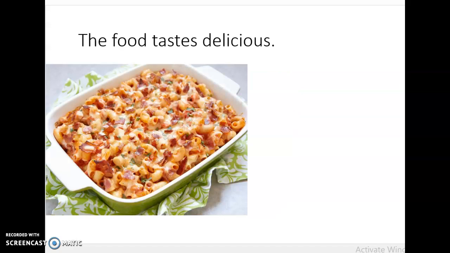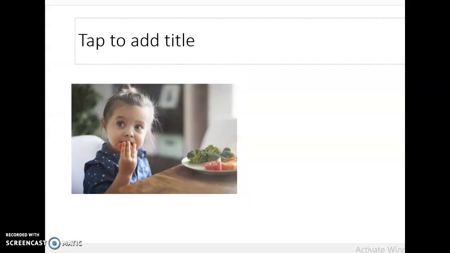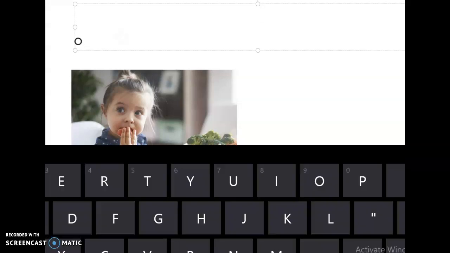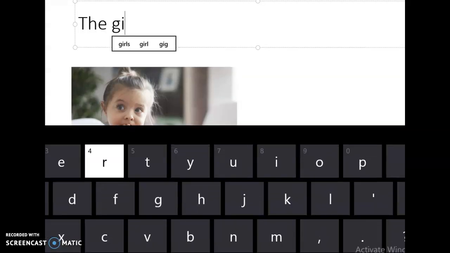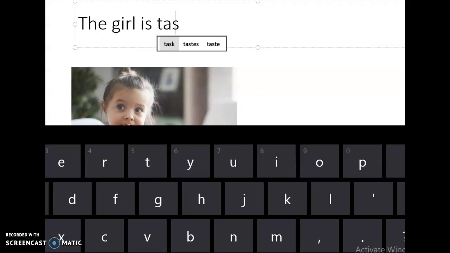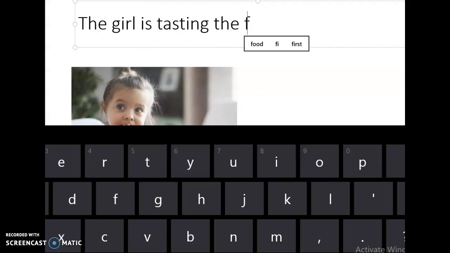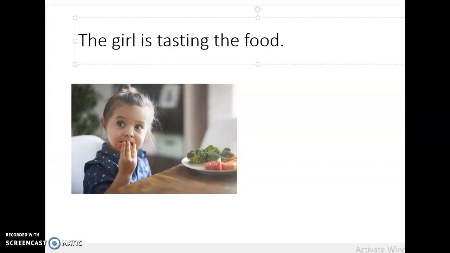We said that the food tastes delicious because the food is not doing an action. But here, the girl is tasting the food, because the girl is doing an action. She went, she took the spoon, and she took the food. So there's an action. So we can use it in this way in present continuous. The girl is tasting the food. The same goes for smelling, for example.